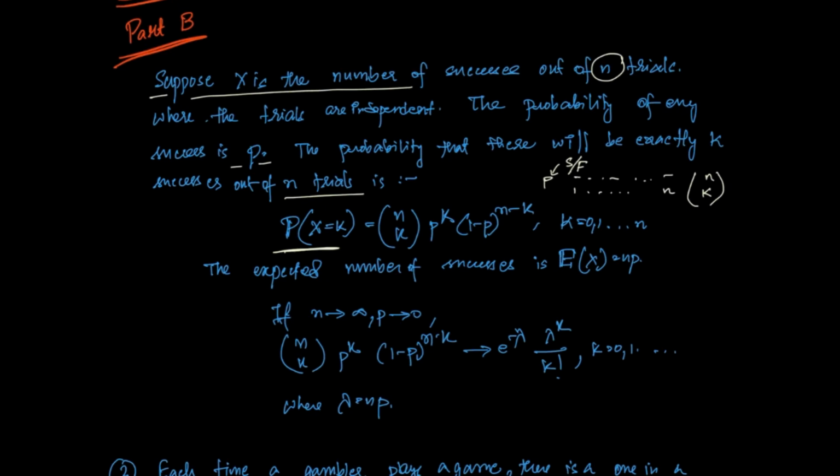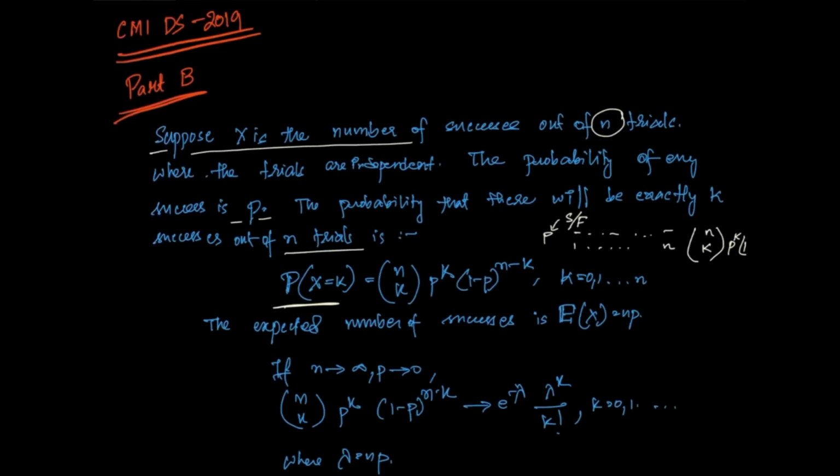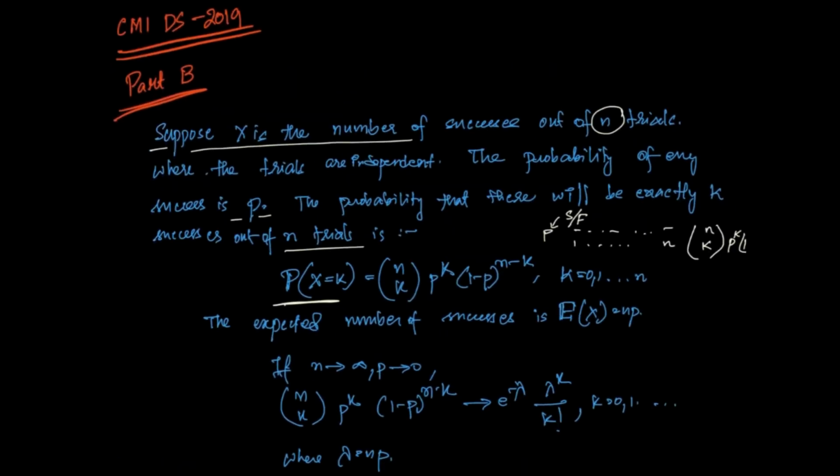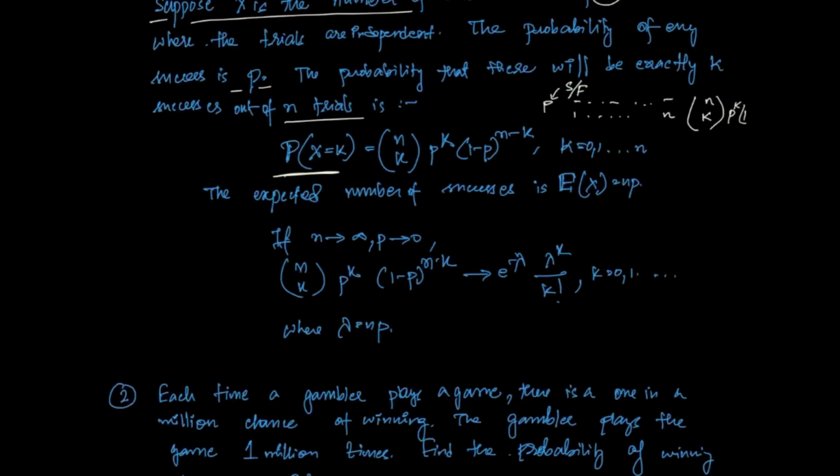Since they're independent, I can multiply them, so this will be P to the power k. The others are all failures, so they come with probability 1 minus P, and there are n minus k such slots. Again, they're independent, so I multiply them to get (1 minus P) to the power n minus k. That's where this probability comes from, and k ranges from 0, 1 to n. The expected number of successes, E of X, is given as np. This is a formula that we'll be using quite a lot.